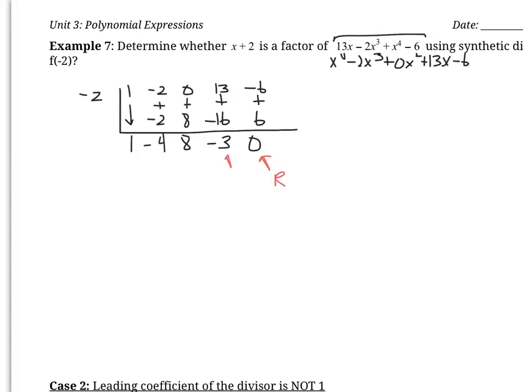Working backwards, this must be our constant, here is our x term, here is our x squared, and here is our x to the power of 3, which means that when we divide those two, we get the solution f of x equals 1x to the power of 3 minus 4x squared plus 8x minus 3 with a remainder of 0, which is the exact answer we got in example number 4. And because it's a remainder of 0, we know that it is a factor.